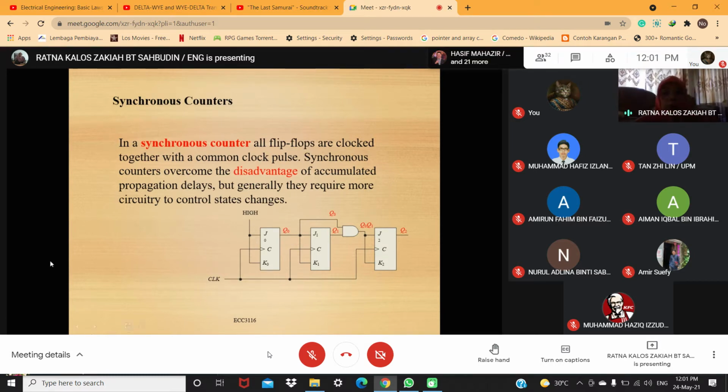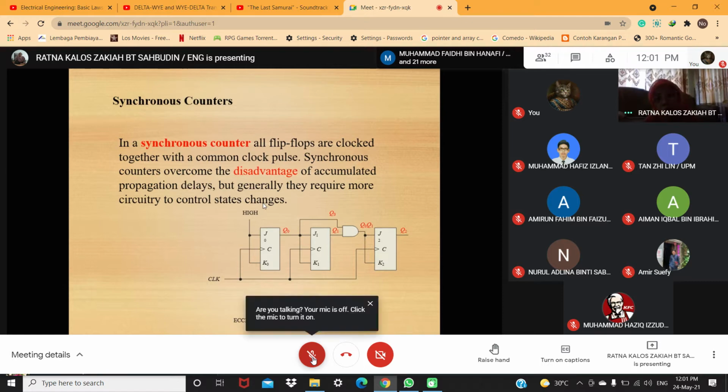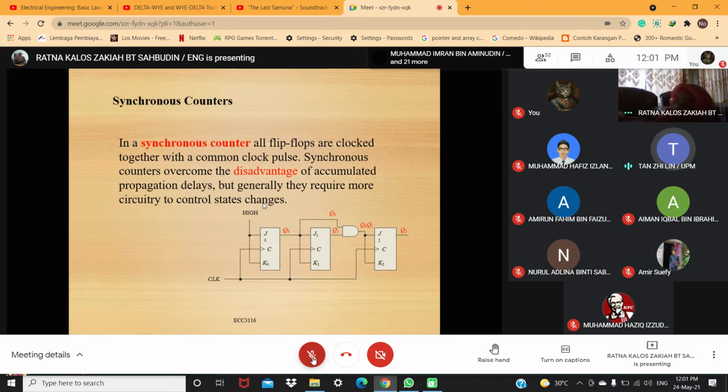Okay, so the synchronous counter overcomes the disadvantage of accumulated propagation delay, but generally they require more circuitry to control state changes. Okay, advantage. What is the advantage of synchronous? Overcome the propagation delay. Sorry, I cannot hear you. Overcome the propagation delays. Yes, overcome the propagation delay of the asynchronous counter just now.